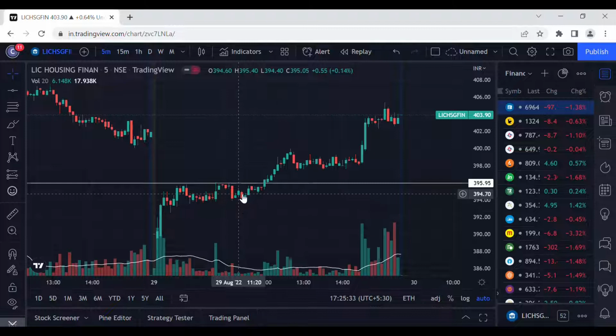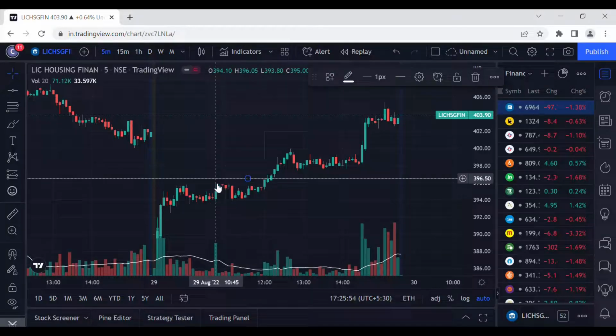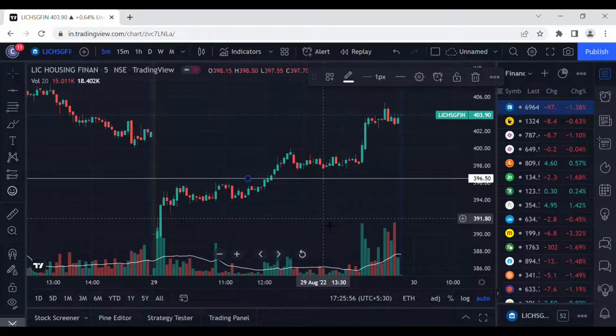Yeah, so in this candle, trade got executed. My entry price was at 395. Stop loss was at the high of this candle. I have placed my stop loss at 396.50, somewhere here. That is 396.50.